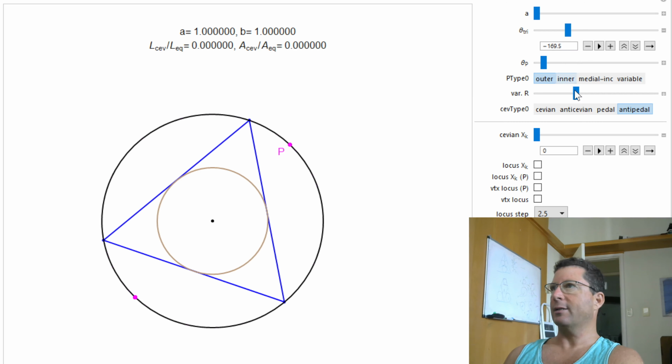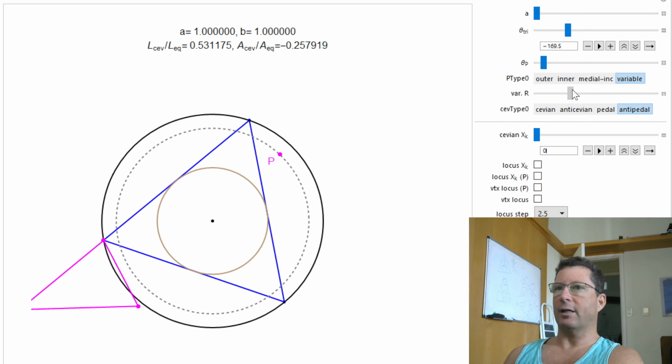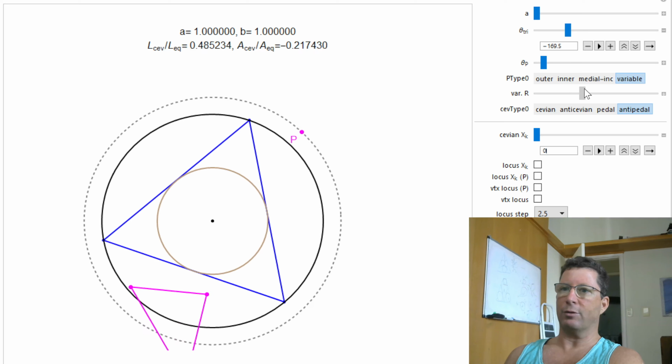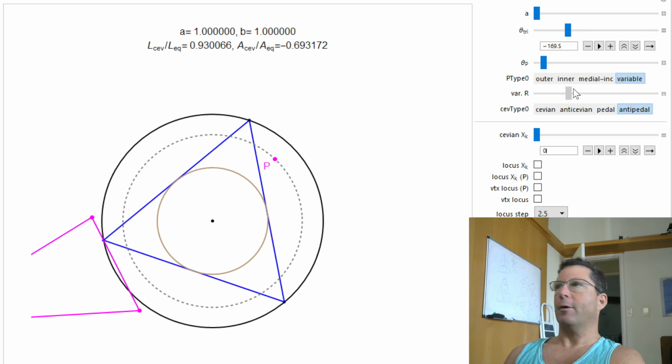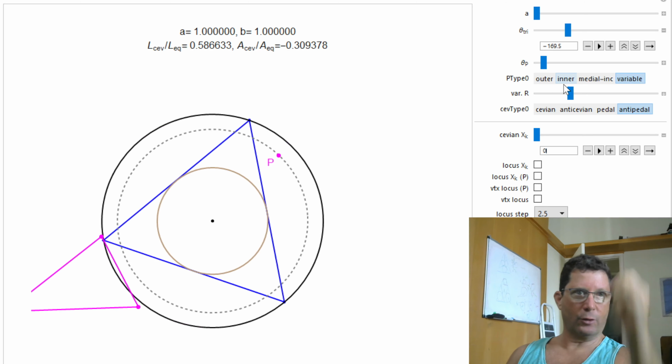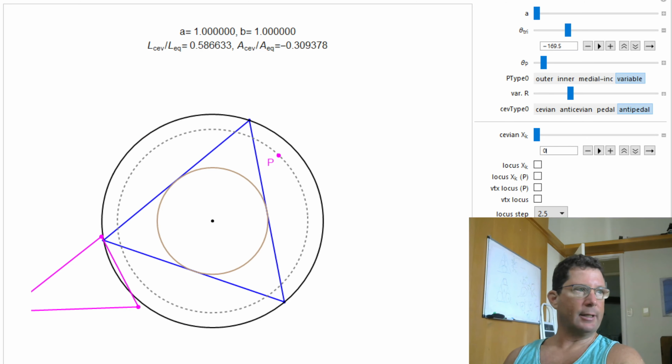Okay, what if P is inside? If P is inside, then my triangle has some shape. If P is outside, my triangle has some shape, and so forth and so on. So all right, this is a cool road to take. Let's see here. I'm going to refer to the script.